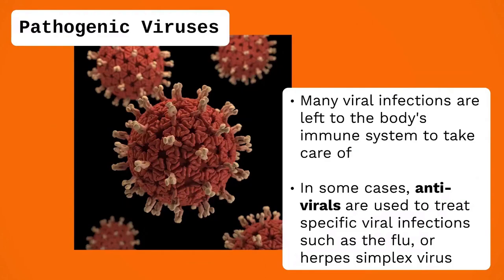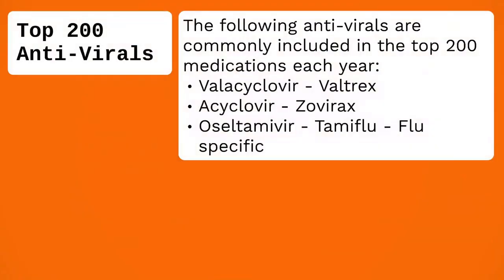Then we have pathogenic viruses. So many viral infections are left to the body's immune system to take care of. In some cases, we do have antivirals that are used to treat specific viral infections such as the flu or herpes simplex virus, or HSV. And here I have the common top 200 antivirals if you would like to pause it and study it now.